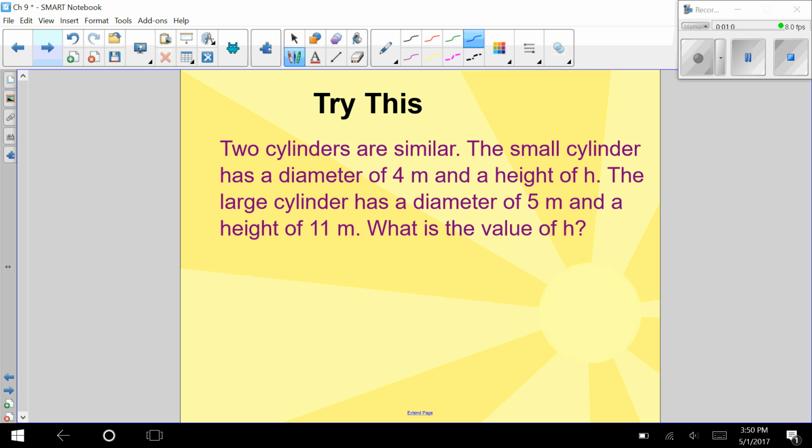So two cylinders are similar. The small cylinder has a diameter of 4 meters and a height of h. The large cylinder has a diameter of 5 meters and a height of 11 meters. What is the value of h? Try this on your own.